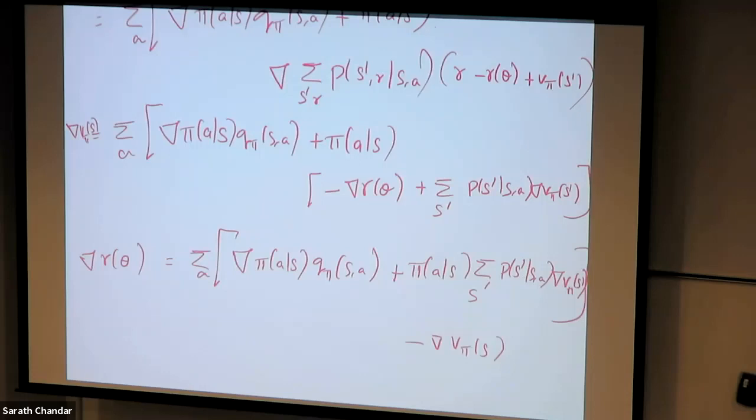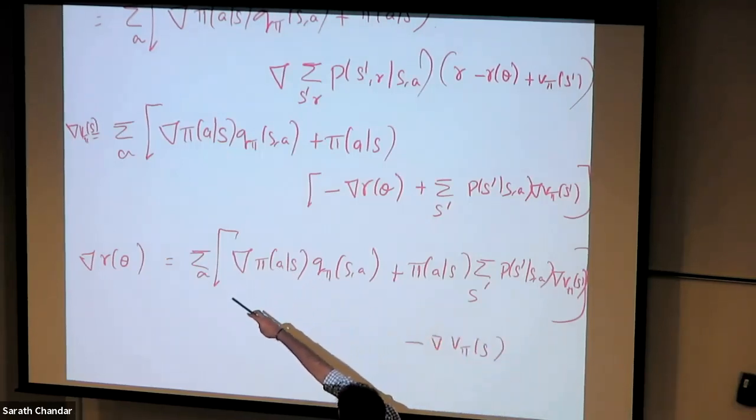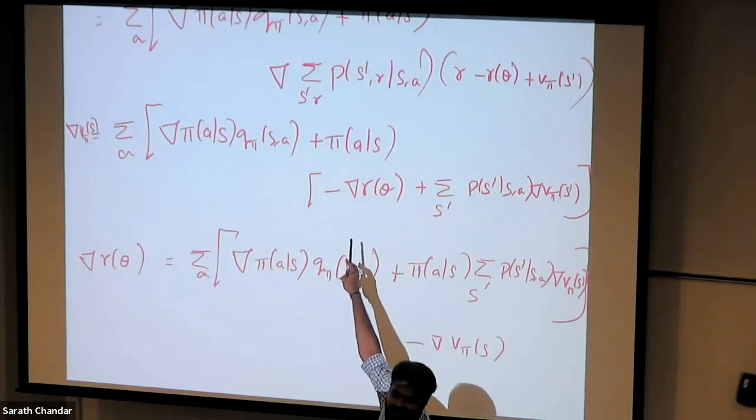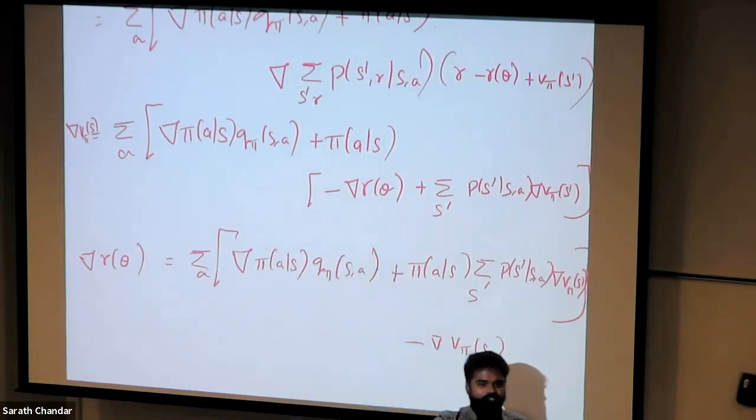Is that clear? Maybe there are a few steps that are missed here. The step is when you bring that summation over all possible actions of pi of a given s times this, which is not a function of a, so that summation becomes 1. That is why I freely moved this to the left-hand side instead of worrying about the summation. Is that clear? Okay.